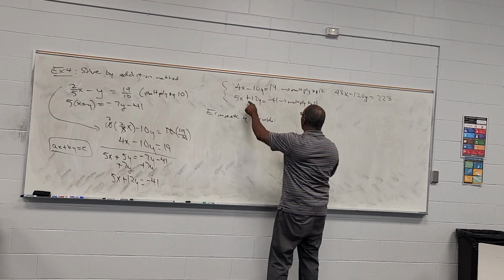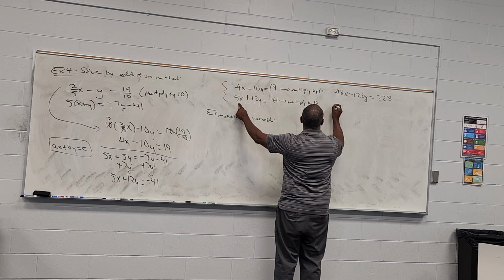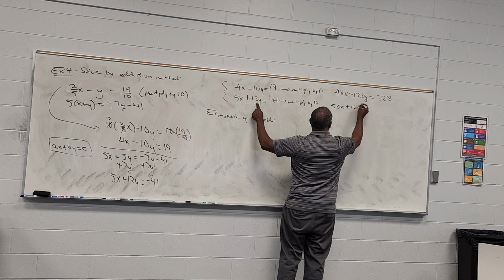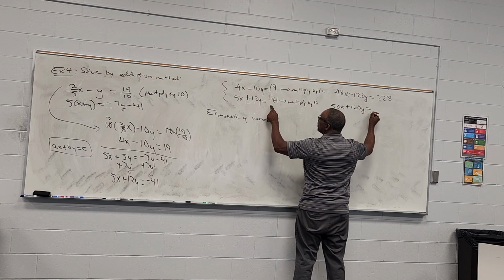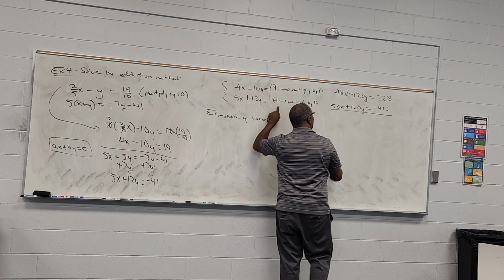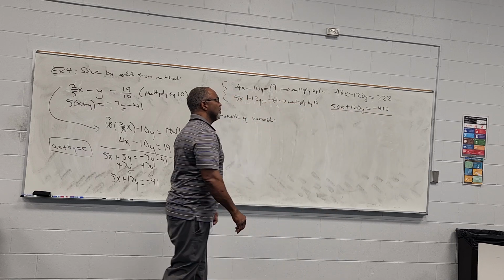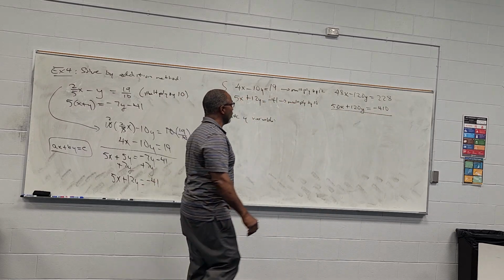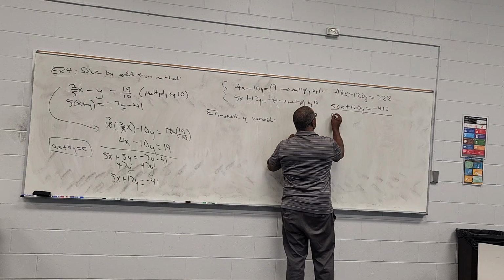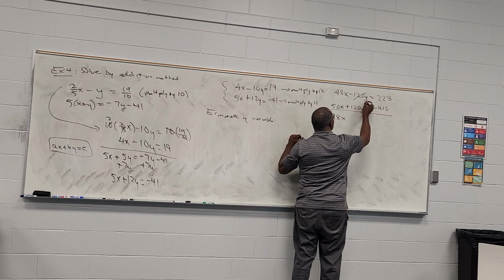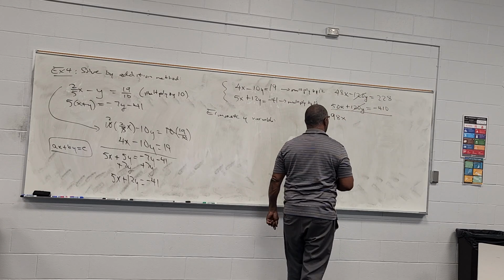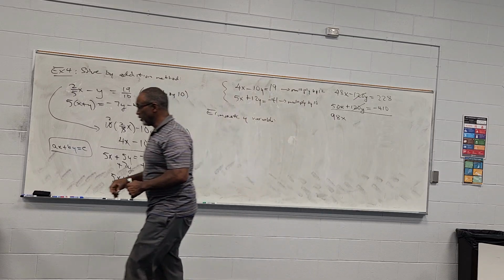Multiply everything here by 10. 5 times 10 gives me 50x. 12 times 10 gives me plus 120y equals 10 times negative 41, that is negative 410. Now I'm going to add them, because when I add them, the y term goes away. 48x and 50x add together to give me 98x. The y terms cancel each other, and 228 minus 410.